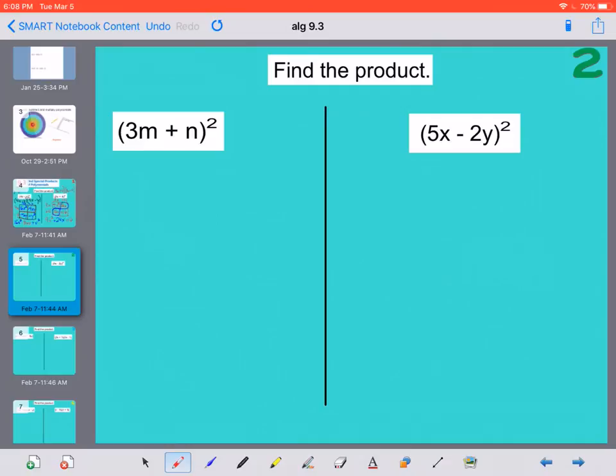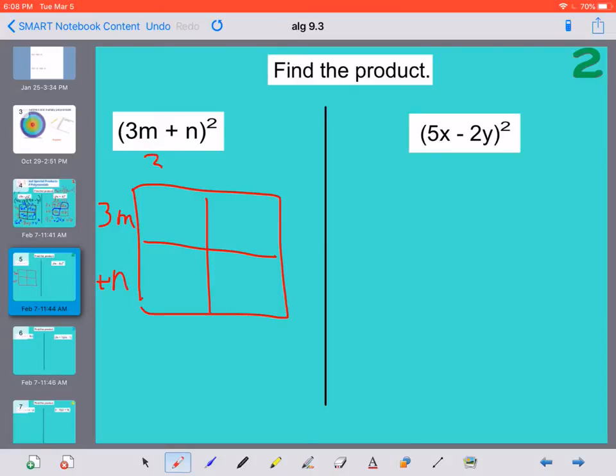Alright, if we take a look at these, we have (3m plus n) to the second power. So what we're going to have then is, if we draw our box, we'll have 3m plus n and 3m plus n. 3 times 3 is 9. M times m is m squared. 3 times 1n is 3. M times n gives us mn.